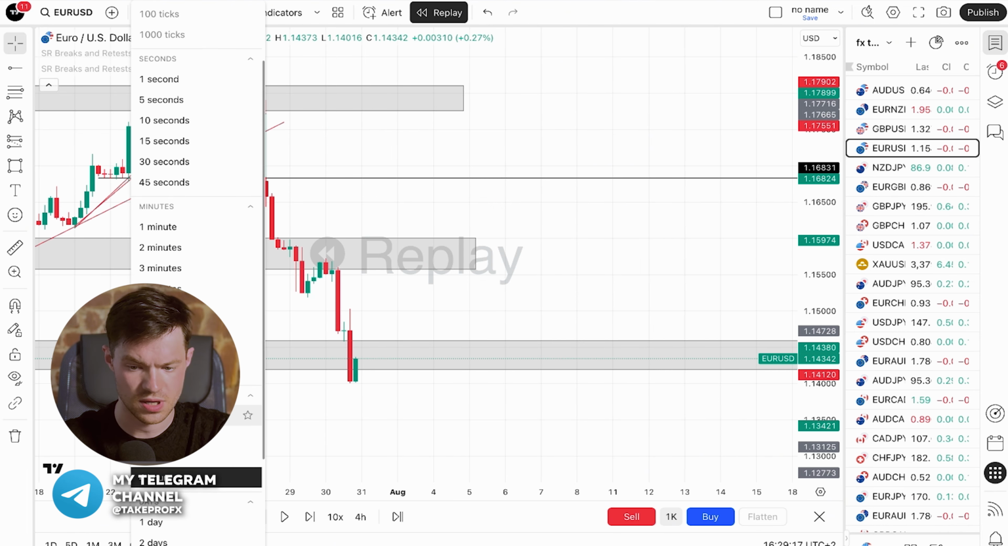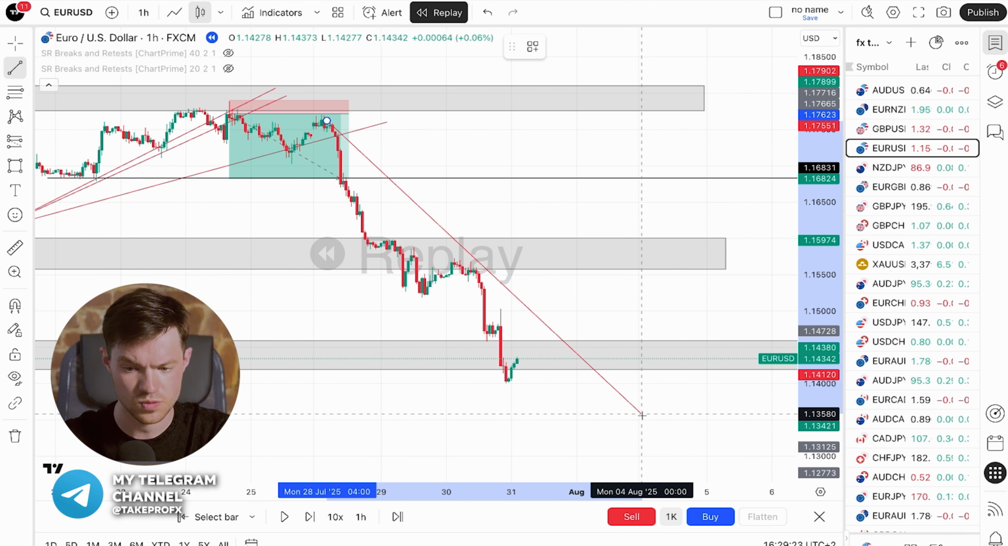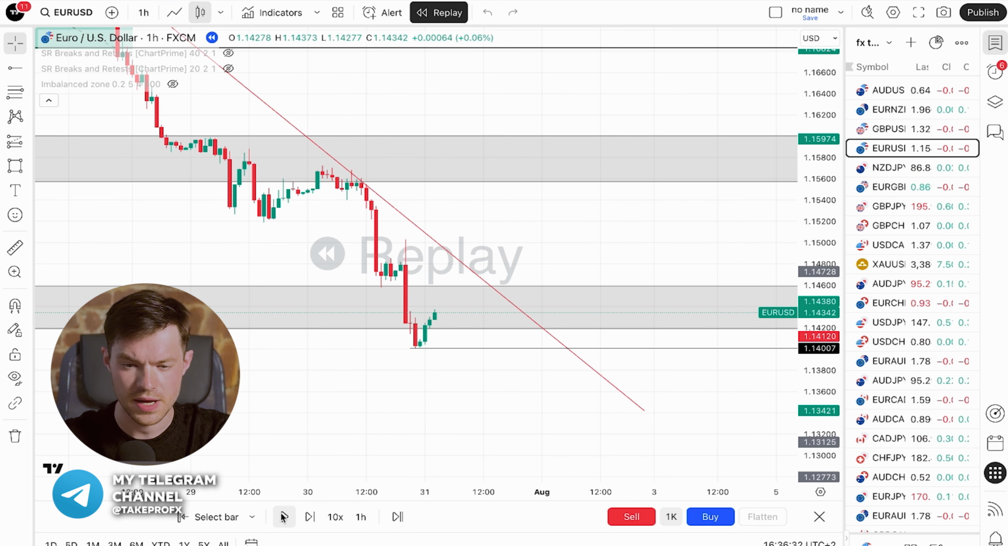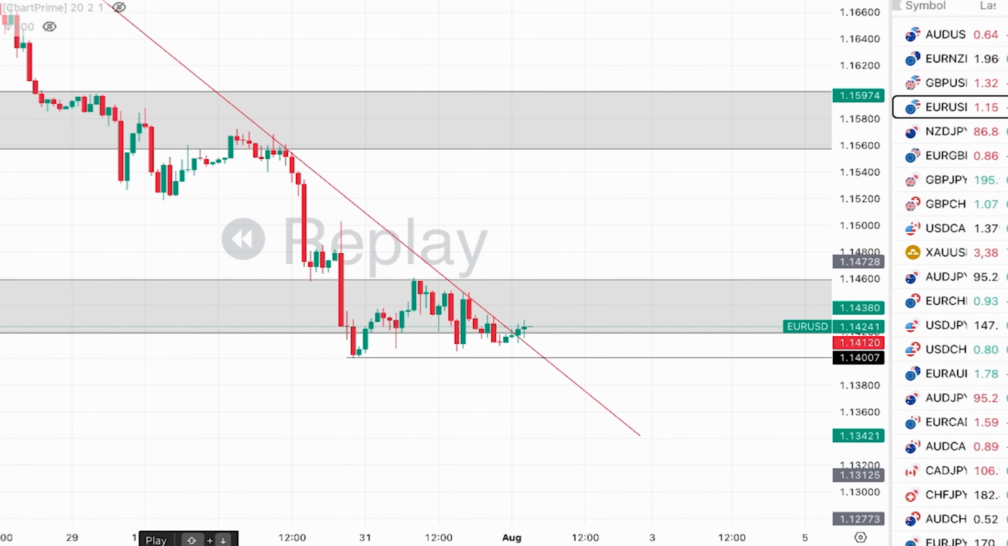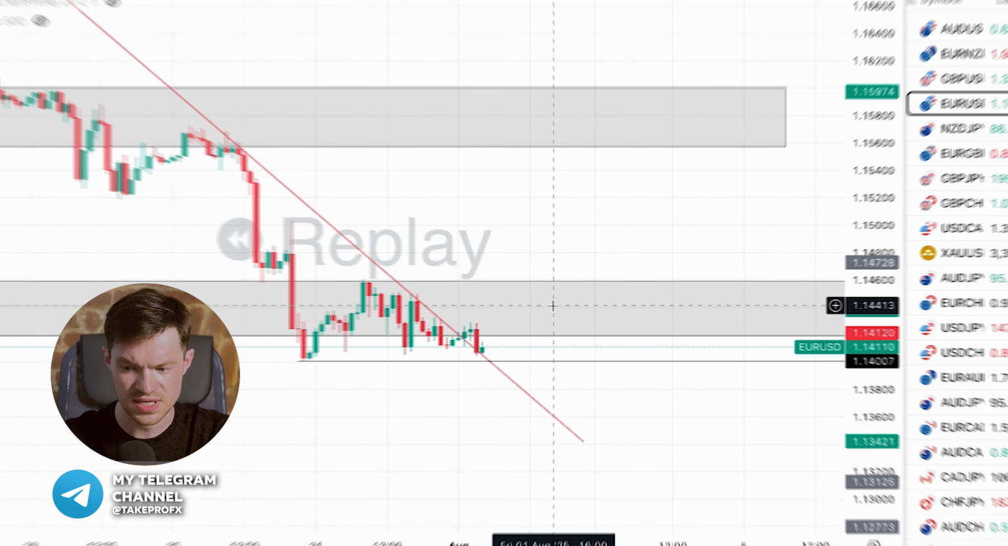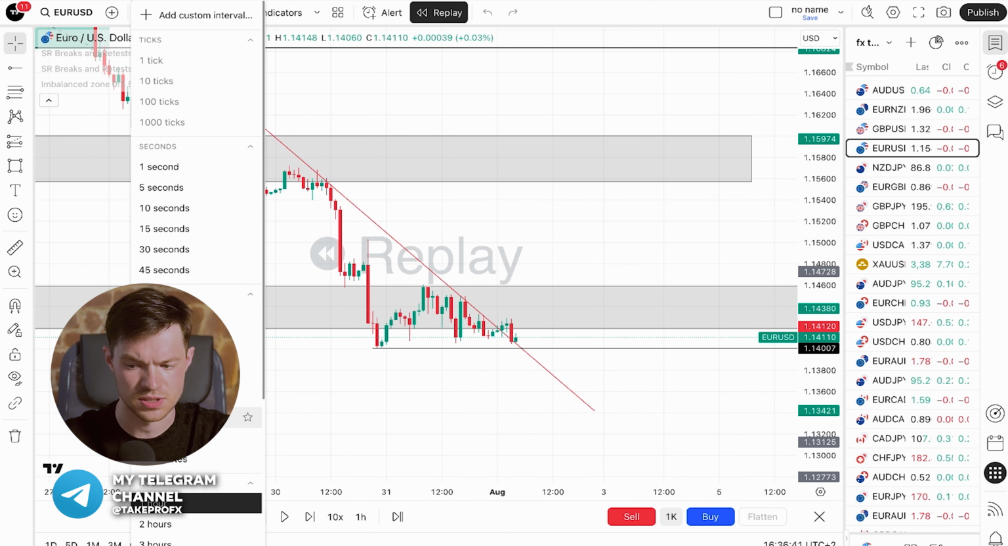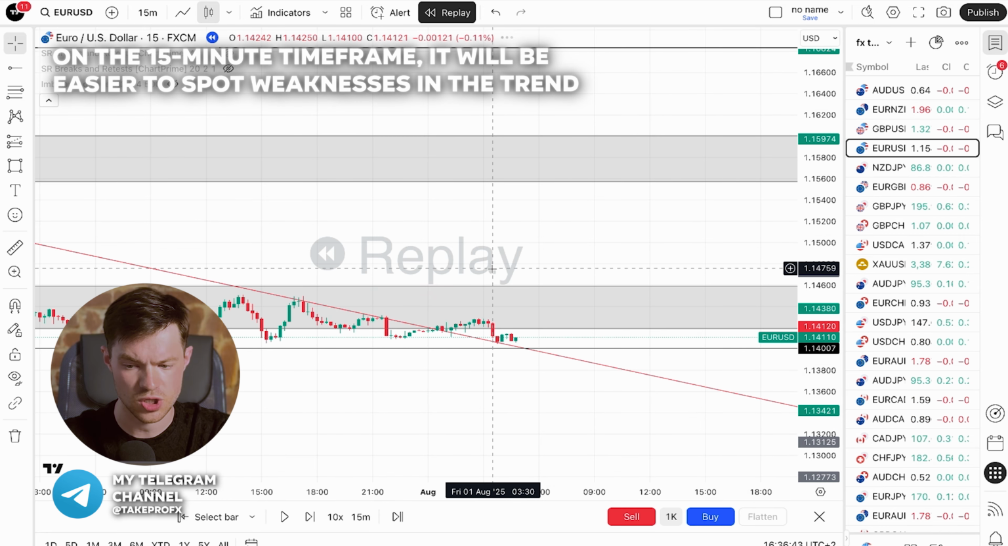So I'm switching to the hourly time frame. We'll try to draw some trend lines here. Let's see if there are any interactions between the chart and the trend line. Right now we see a breakout and a retest, so I will switch to the 15-minute time frame in order to look at this situation in more detail.